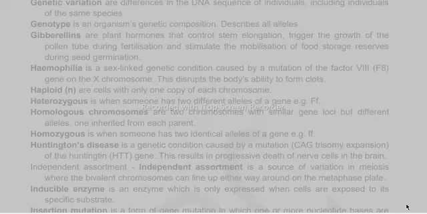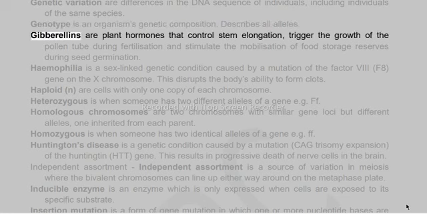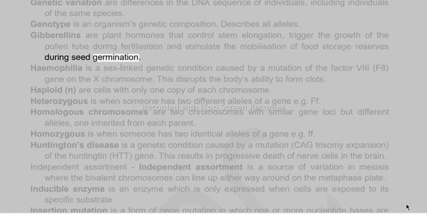Genetic variation: differences in the DNA sequence of individuals, including individuals of the same species. Genotype is an organism's genetic composition. It describes all alleles. Gibberellins are plant hormones that control stem elongation, trigger the growth of the pollen tube during fertilization, and stimulate the mobilization of food storage reserves during seed germination.